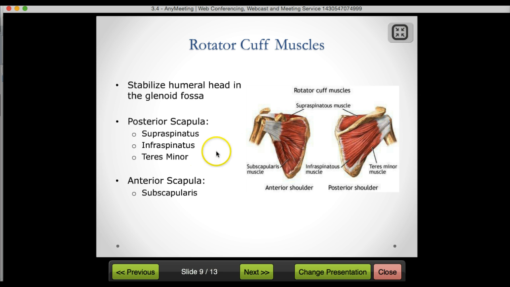Okay, on the anterior side, we have the subscapularis, and this attaches to the lesser tubercle. So these three muscles, the supraspinatus, infraspinatus, and teres minor, they act to externally rotate the humerus, and the subscapularis acts to internally rotate the humerus. So I like to think of it in terms of posterior side externally rotates and anterior side internally rotates, meaning that with internal rotation the arm comes towards the body, and with external rotation, the arm goes away from the body.